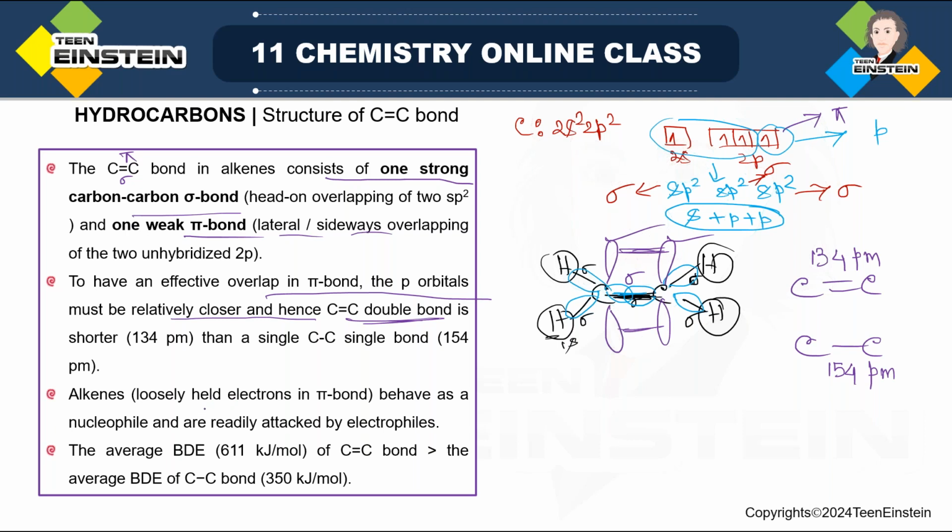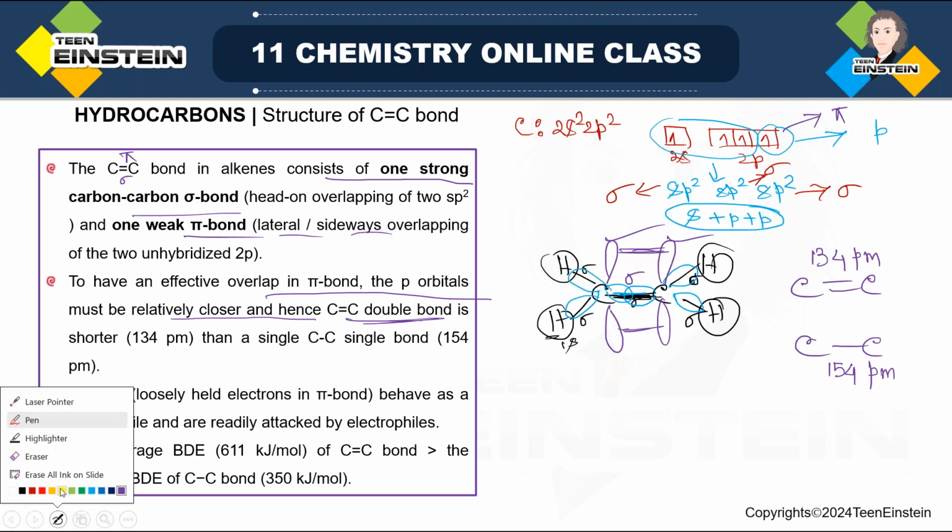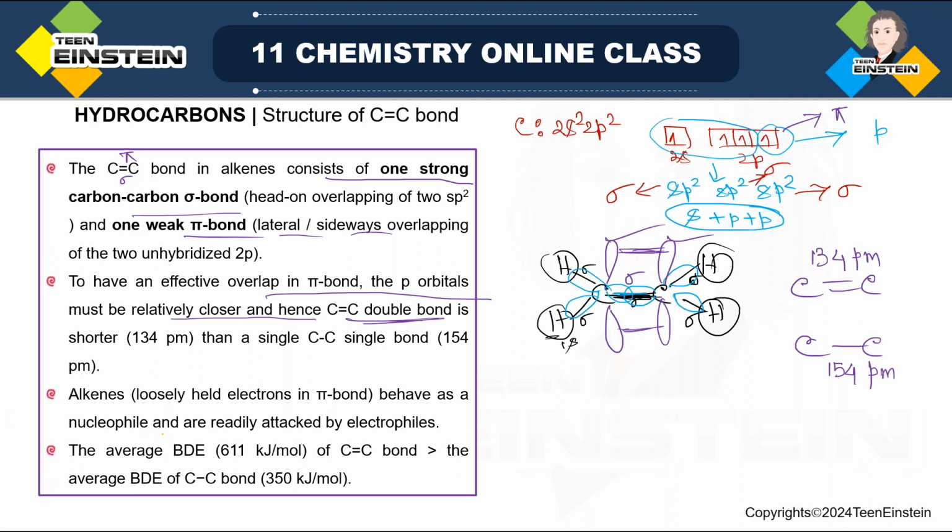Now, because of the presence of these loosely held electrons in pi bonds, alkenes can be very good nucleophiles. When we first learned about nucleophiles in the chapter Unit 12, the basics of organic chemistry, we first learned the terms nucleophile and electrophile. There you also saw examples of pi bonds as nucleophiles, but now you can understand the reason why they can act as nucleophiles.